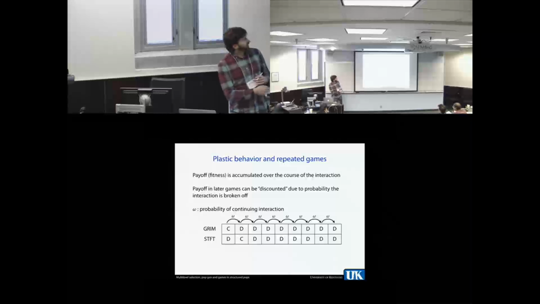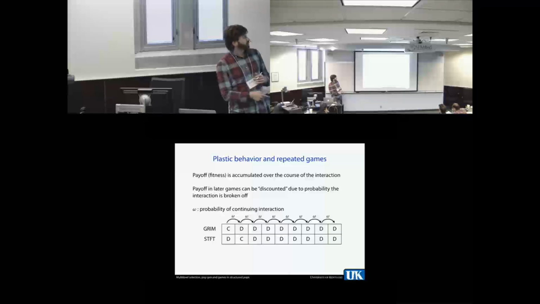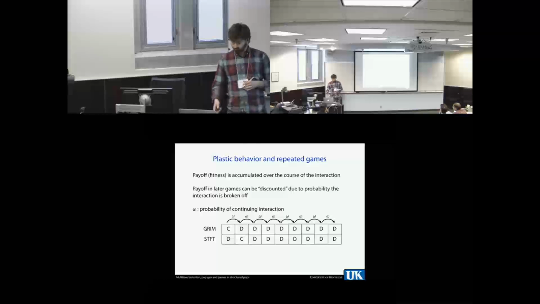Then if you want to add up the total payoff for this grim trigger individual with this suspicious tit for tat strategy when they're playing each other, you would just add up the payoffs for cooperate and defect here, and then add the payoffs for cooperate and defect here times omega squared, and so on.